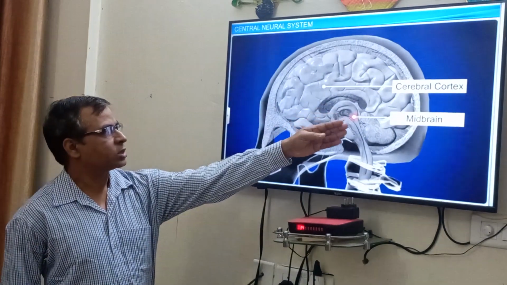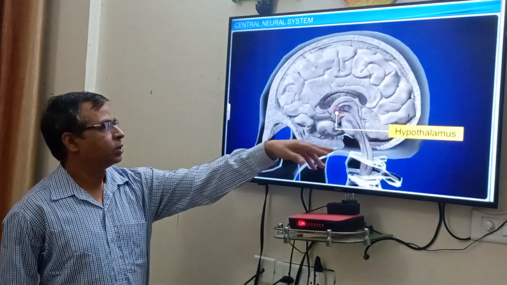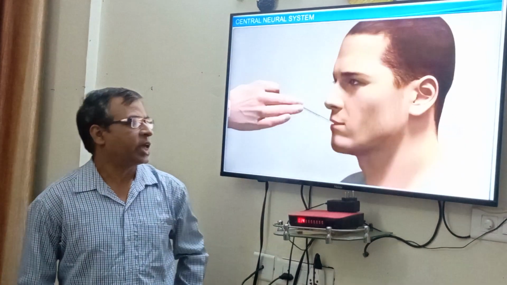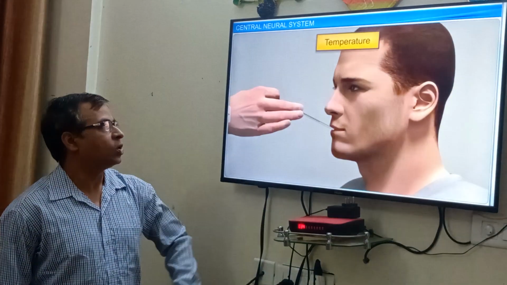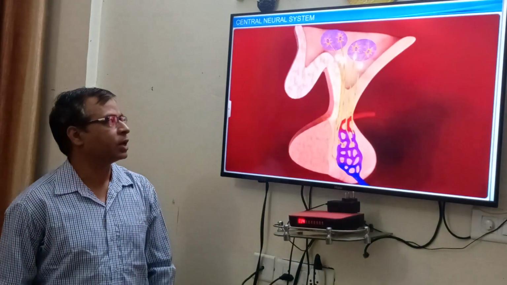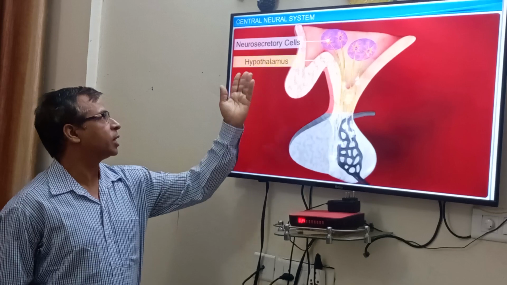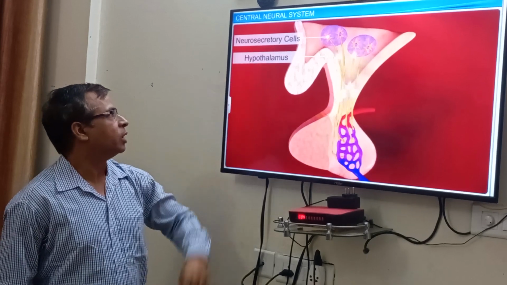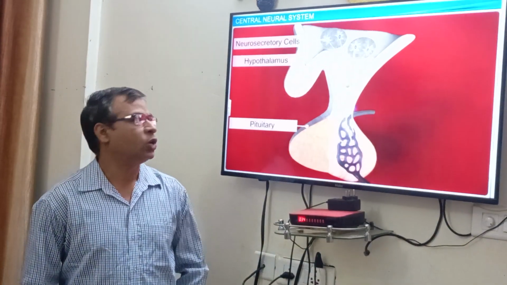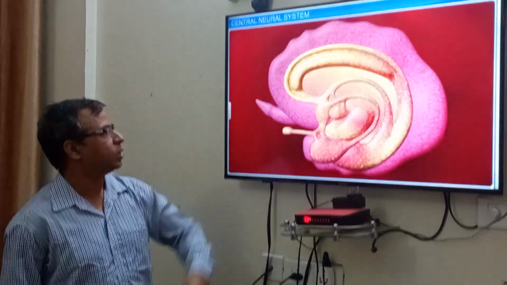This is the cerebral cortex, and this is the midbrain. In between is the hypothalamus, and above the hypothalamus there is the thalamus. The hypothalamus controls temperature, eating, and drinking. It has neurosecretory cells which supply hypothalamic hormones that also control the pituitary and other endocrine glands.